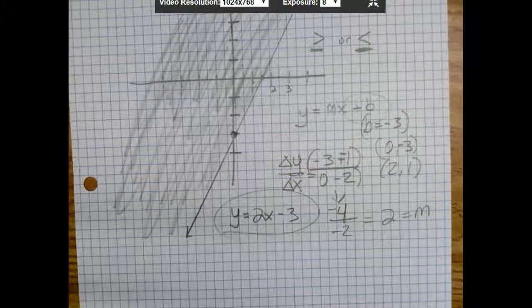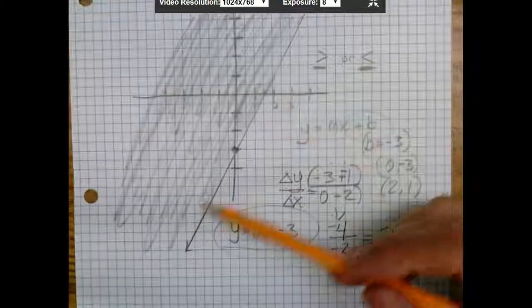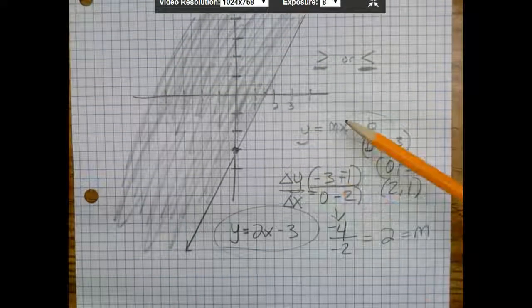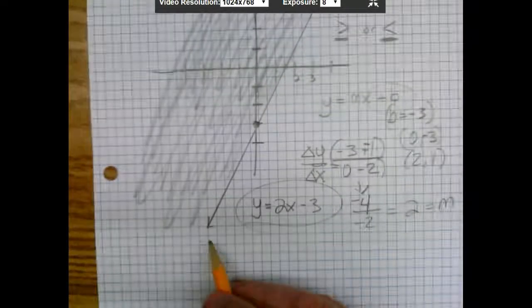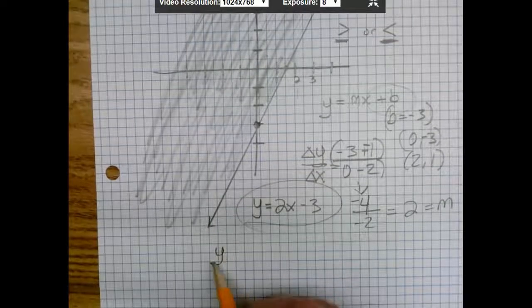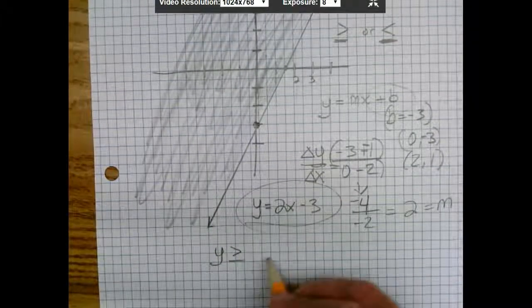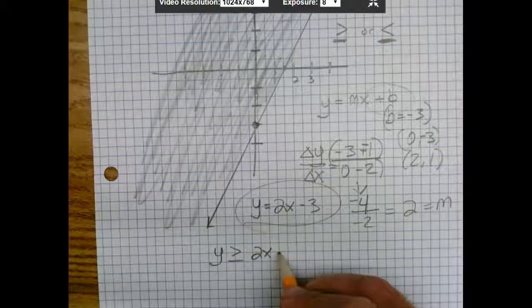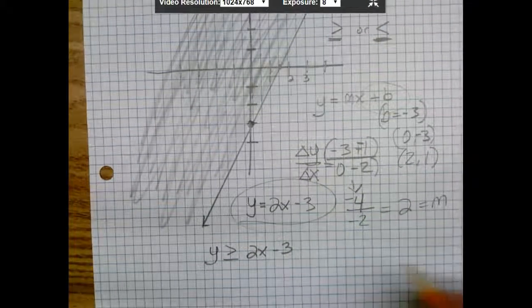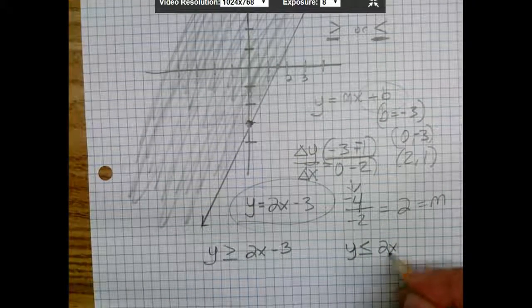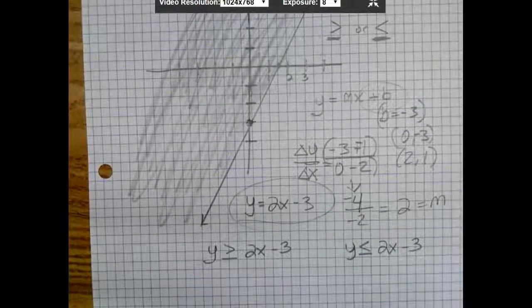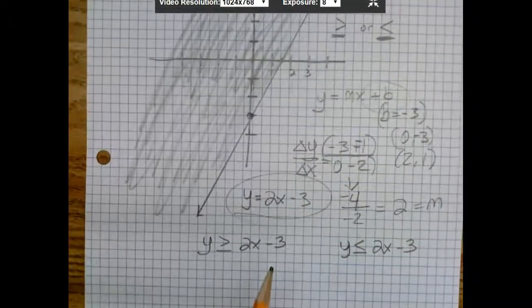So that's our equation. And then we remember that it's a solid line, so it's going to be greater than or equal to or less than or equal to. So then we just need to find some answers. So y, we'll say, greater than or equal to 2x minus 3. And then we'll do the other one. y is less than or equal to 2x minus 3. And then we'll pick some points in the shaded area, and then we'll figure it out.